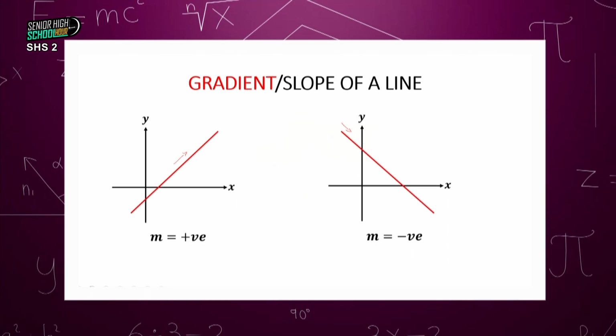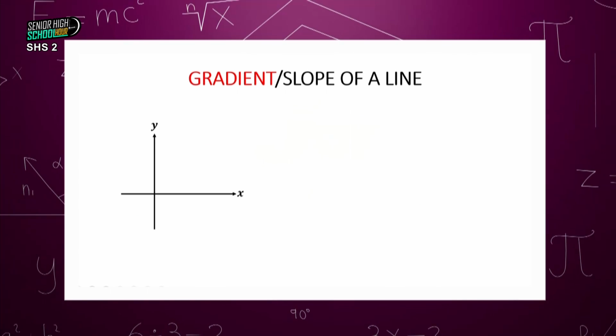All right, but there are others. Two others. And I would like you to guess. So if you had this, and you had this, the one to your left, what would be the gradient? The one to your right, what would be the gradient?